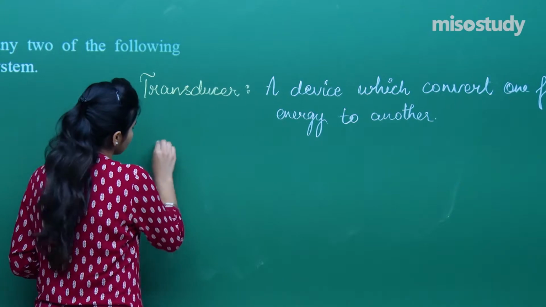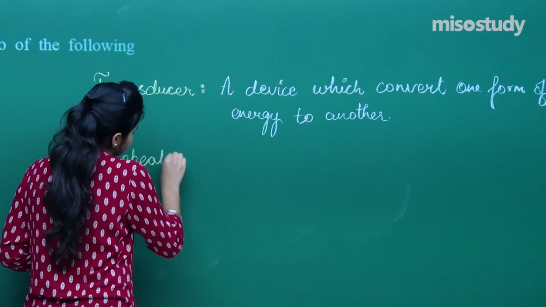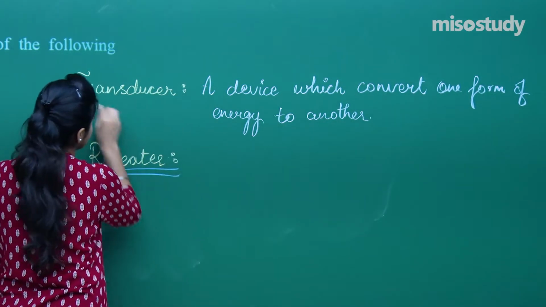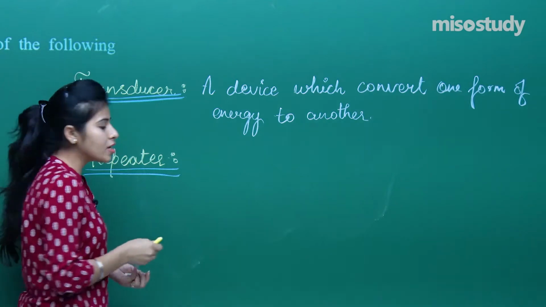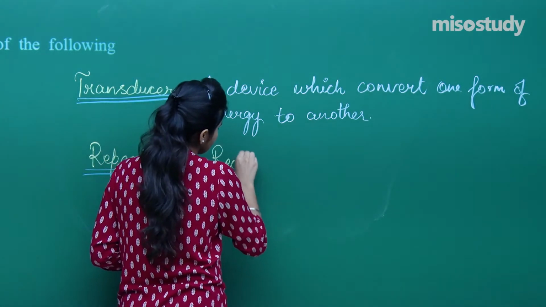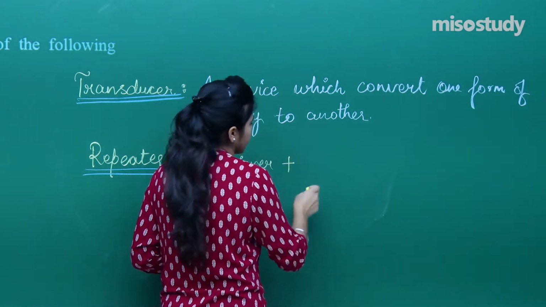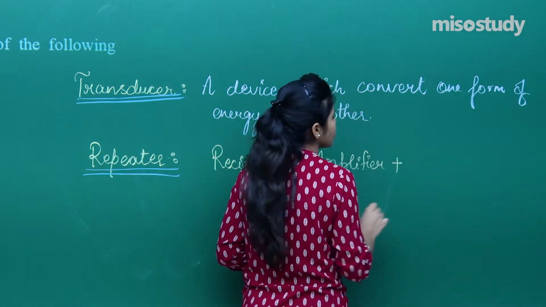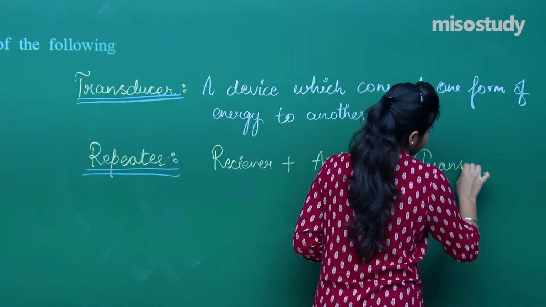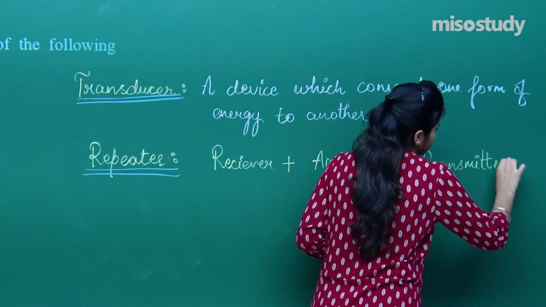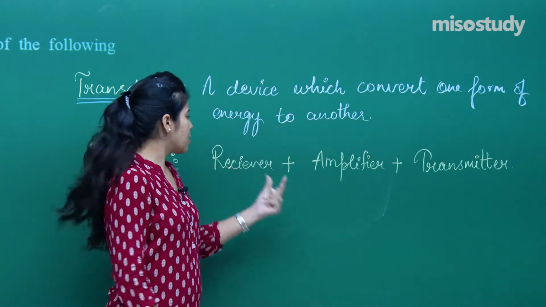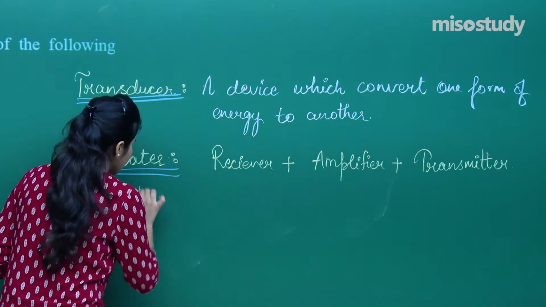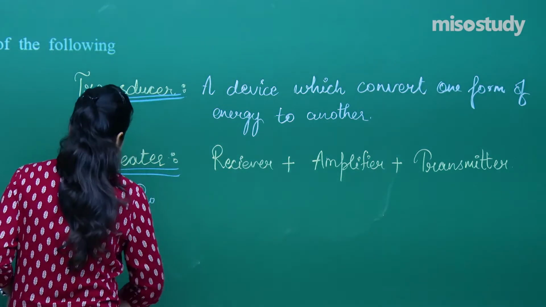Now repeater. What do we mean by the term repeater? Repeater is a device which is a combination of receiver plus amplifier plus transmitter. This is the combination of 3 things: receiver, amplifier and transmitter. You can write this as receiver, or directly you can say repeater.